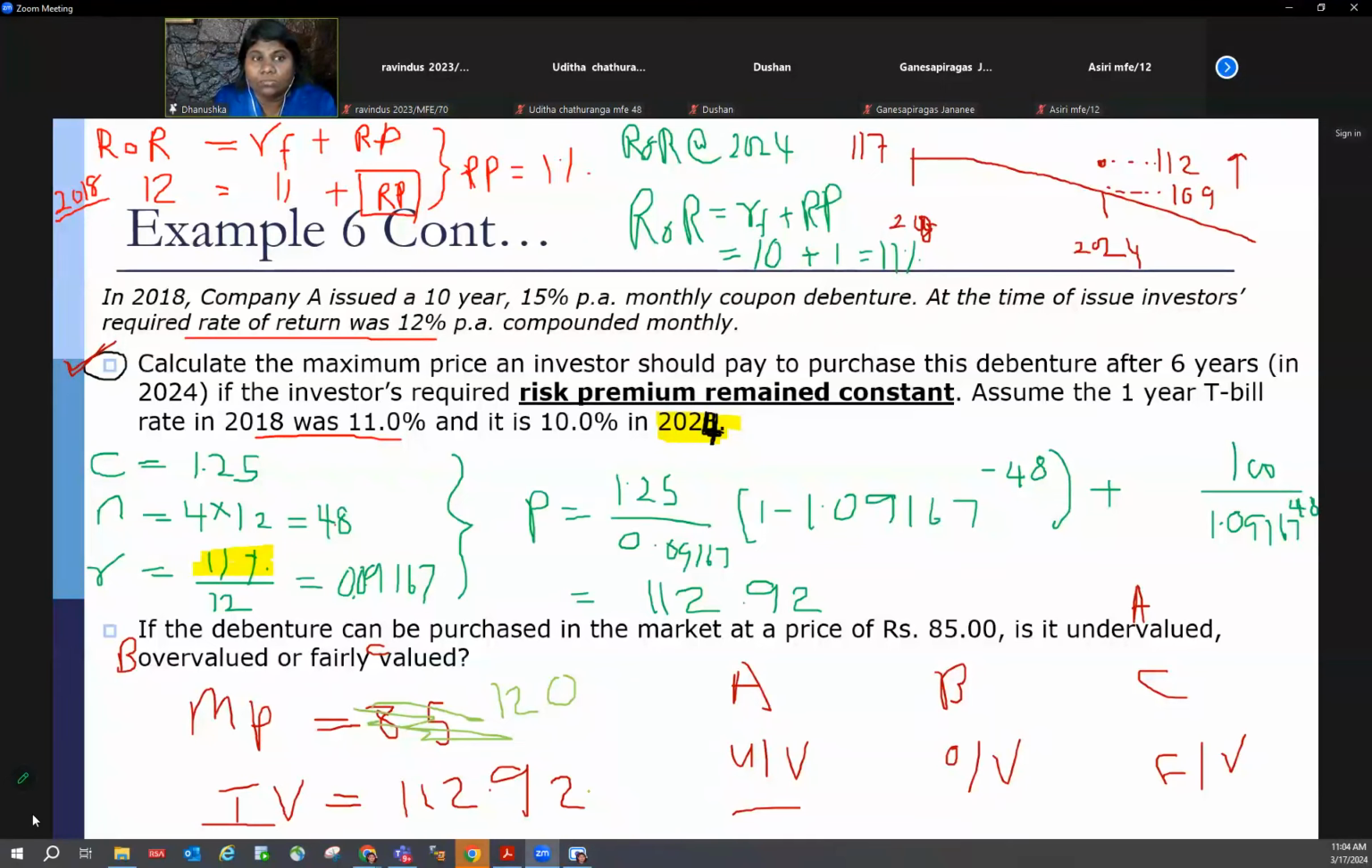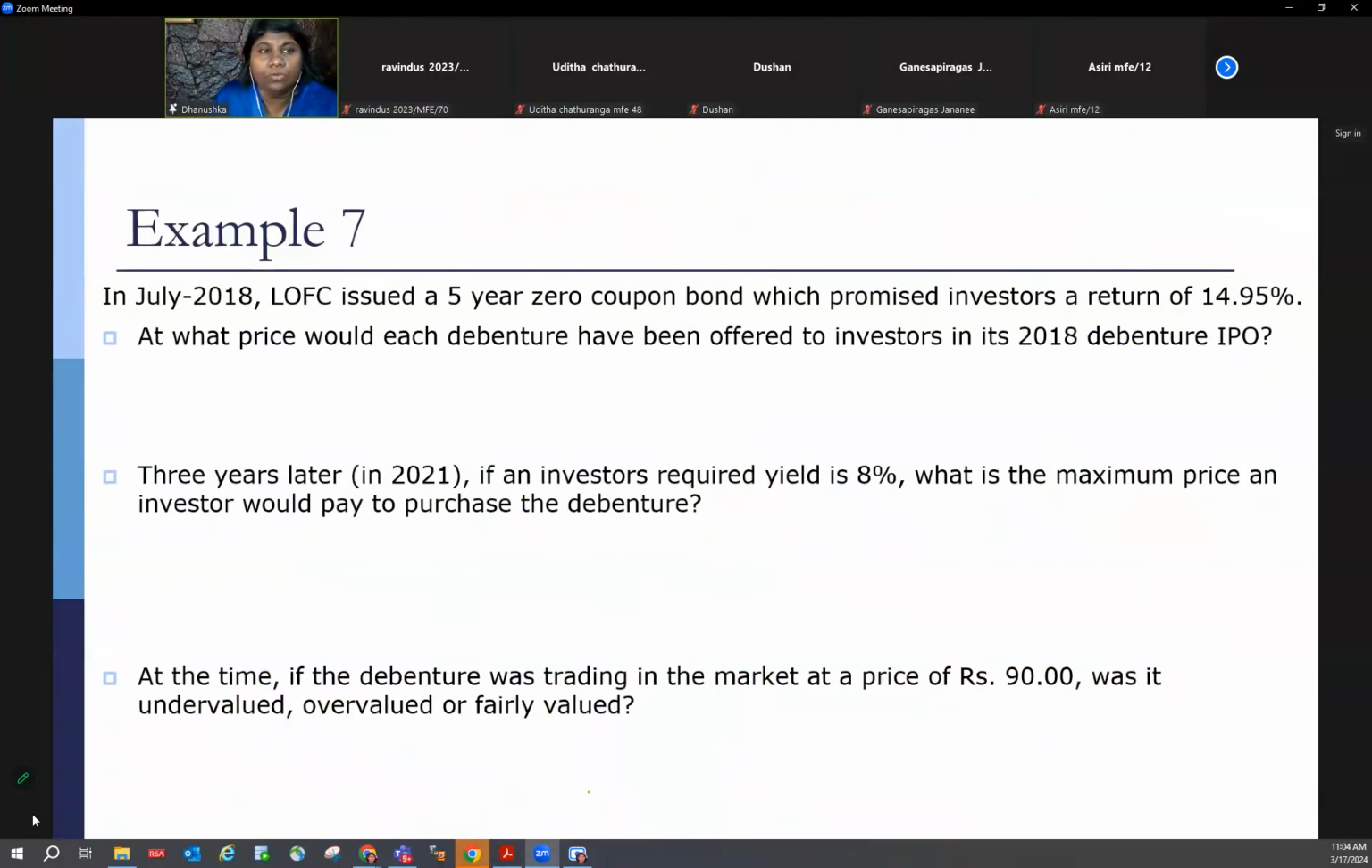Any questions? Okay. Let's do the last sum before we move on to accrued interest. Last pricing sum before we move on to accrued interest. Let's do it quickly. It's a very easy sum.